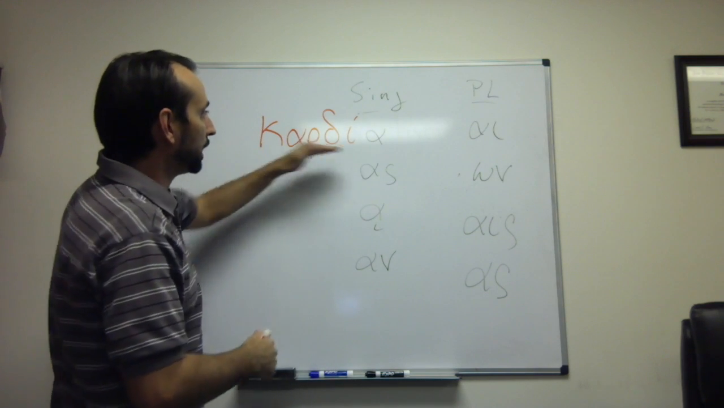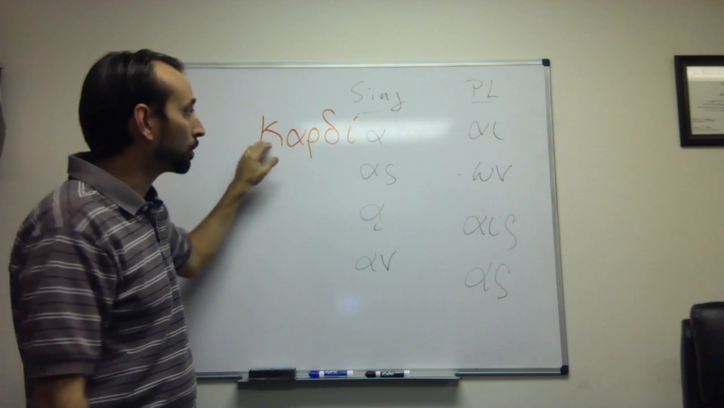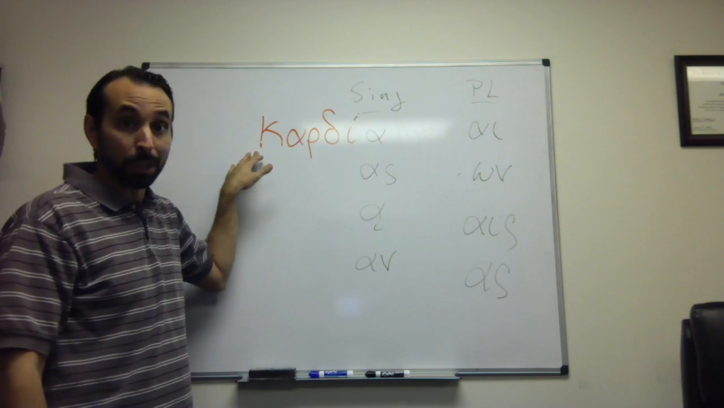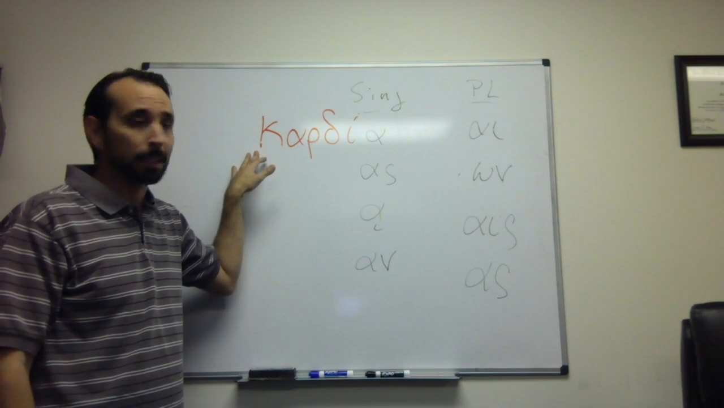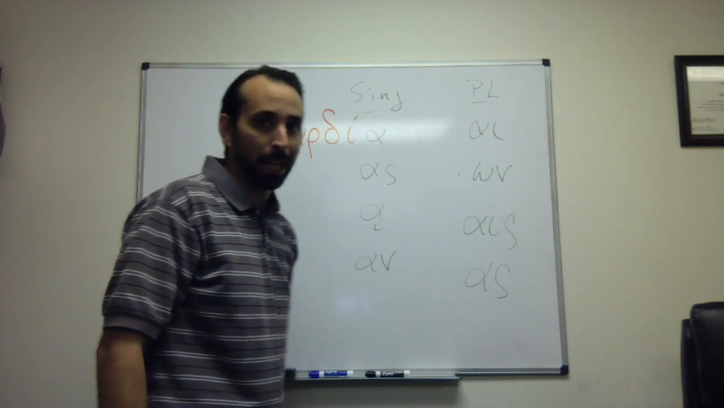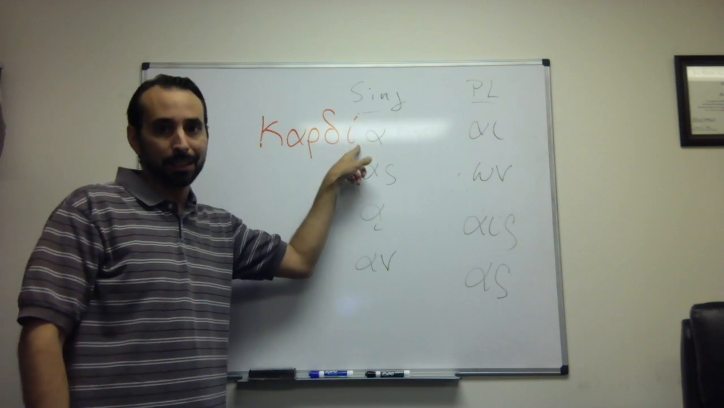So cardia here would be a nominative singular feminine. If you were asked to locate this word, you would have memorized your vocabulary. This is the end of your vocabulary, and you would know, oh, I know that. That's heart. And you've memorized your ending pattern. You see the alpha by itself. You go, oh, that's nominative singular.